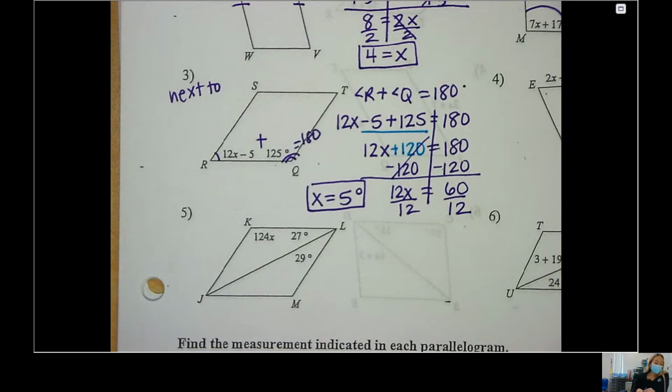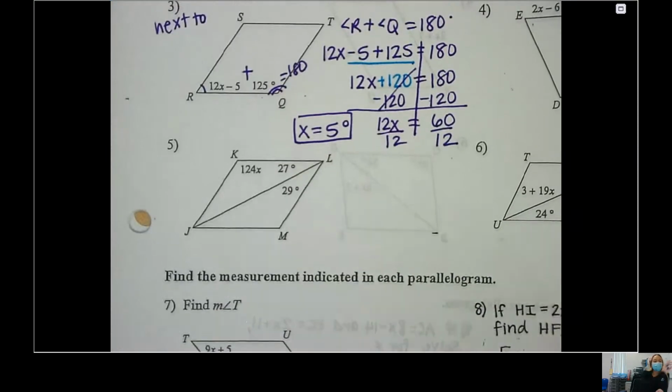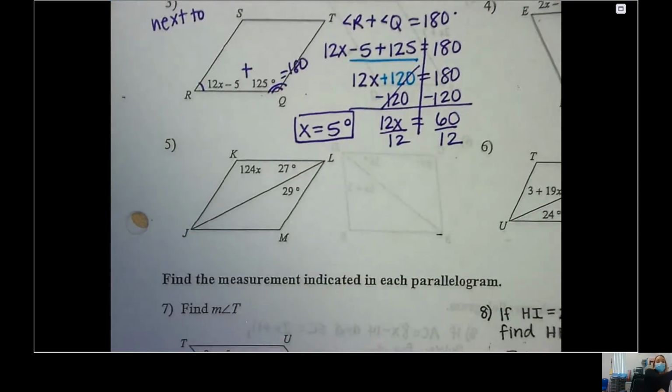Beautiful. All right, we're going to skip 4, and we're going to do number 5. And you're going to do 4 and 6 on your own. All right, take a look at number 5. Now, what's different about number 5 than the ones we just did?